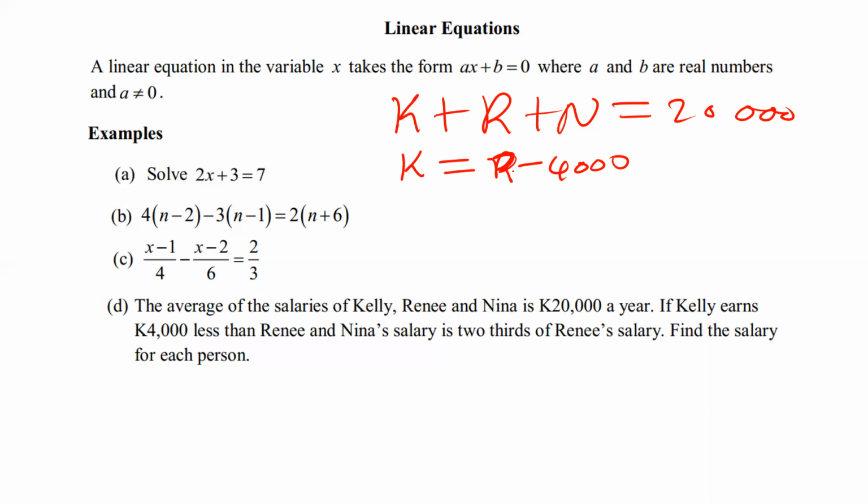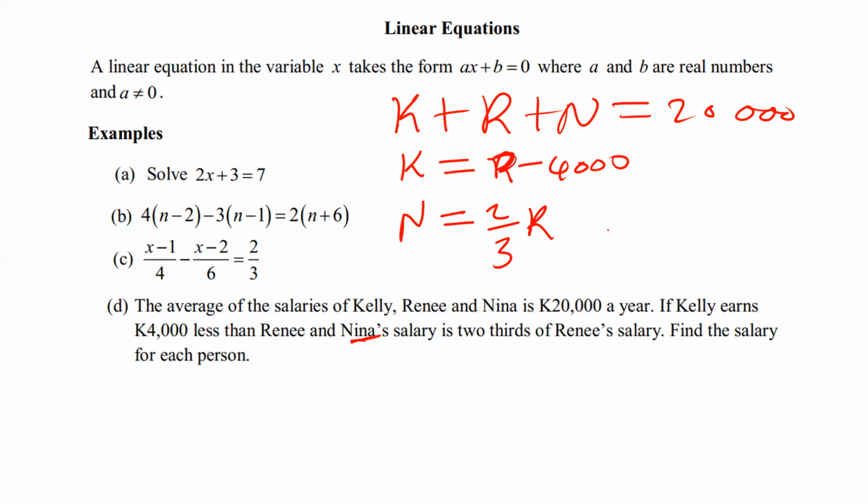And then the other part that you need to understand is that they are saying Nina's salary is 2/3 of Rini. So 2/3 of Rini will give you what? Rini's salary. So in other words, we are trying to say, oh, sorry, it will give you Nina's salary. In other words, Nina's salary is equal to 2/3 of Rini's salary. So these are the three equations that you are needed to derive.